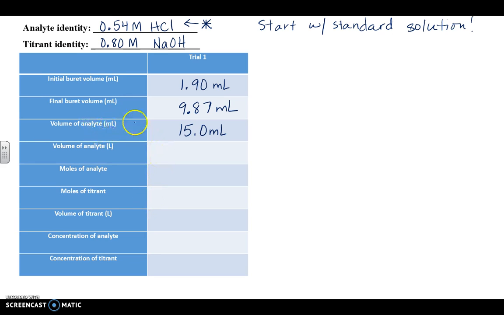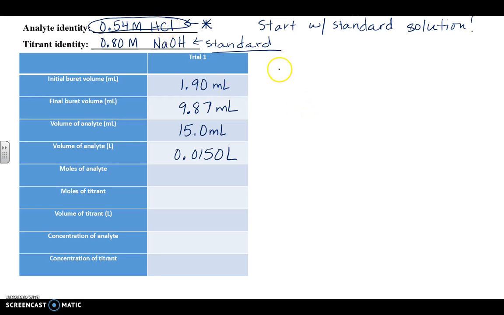Okay. So now, using this information, we know how to go through and fill out our box. So let's go ahead and start filling it out. We know that if we have 15 milliliters, it's going to be 0.0150 liters, right? Move that decimal over 3 times. Here I can go to moles of analyte or moles of titrant. Well, this is the one I'm looking for, so I don't want to use this one. I want to use the one that's known. If this is my standard, I want to start with my standard. So I need to start with this one here, my titrant, and work towards the one that I don't know.